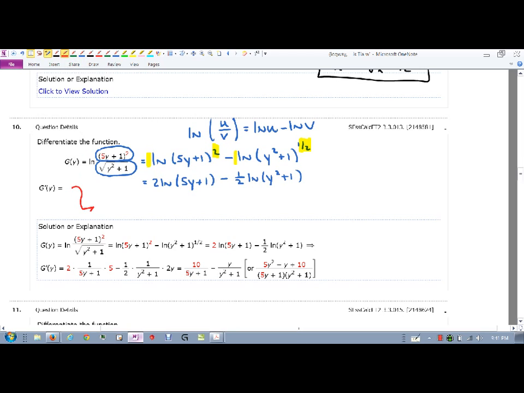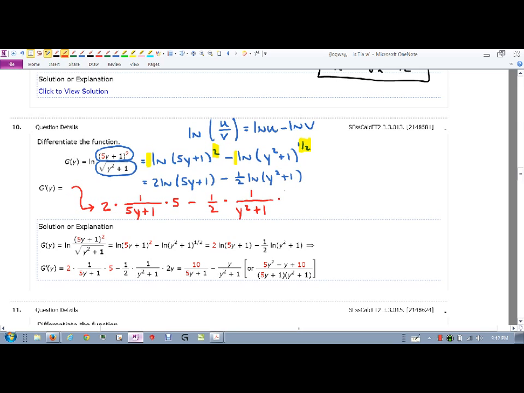So the derivative will be the 2 right here is a constant times natural log of something. The derivative is 1 over that, whatever's in there, times the derivative of what's inside. Derivative of 5y plus 1 is 5. Then minus the 1 half. And then again, derivative natural log of something is 1 over it.